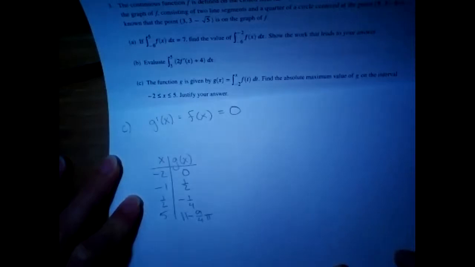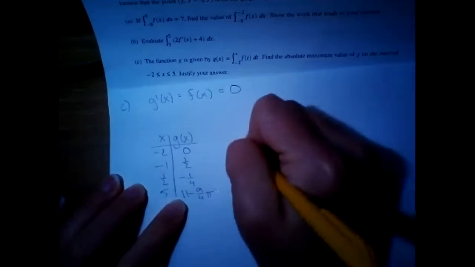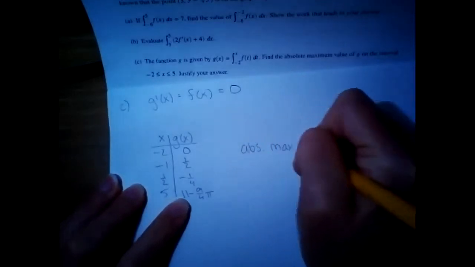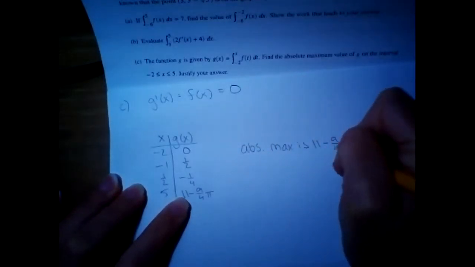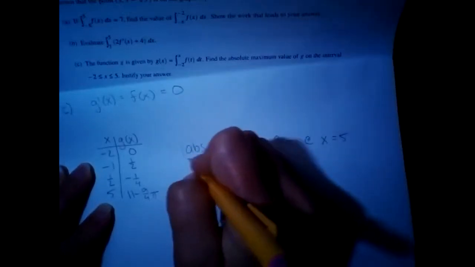All right, so it says find the absolute maximum. It's which one of these is the biggest? Well, that's going to be this one here. So the absolute maximum is 11 minus 9/4 pi. And if you want to estimate that, you can substitute in 3 for pi to get a general number for that. But with the 11 in there, it's going to be bigger than a half, right? Absolute maximum is 11 minus 9/4 pi at x equals 5. And the chart is your justification. So you don't have to write a because sentence. This is your justification.